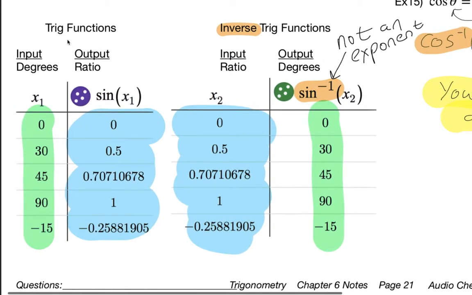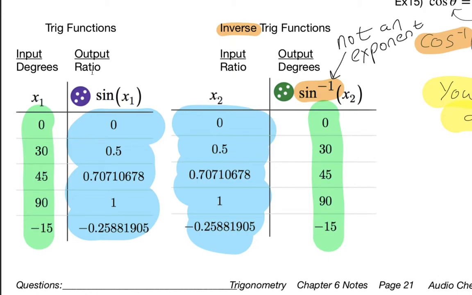Functions. We've talked about inverses before in chapter 5. We've spent all of chapter 5 talking about inverses. So I wonder what would happen if we tried to find the inverses of trig functions. Just to lay some groundwork, as a reminder, say the input is in degrees, so the x values are in degrees: 0, 30, 45, 90, negative 15 degrees.